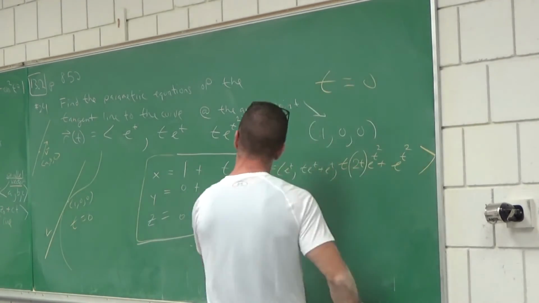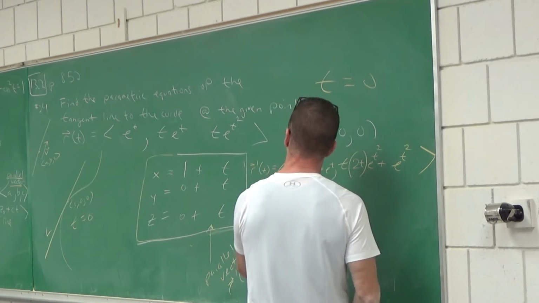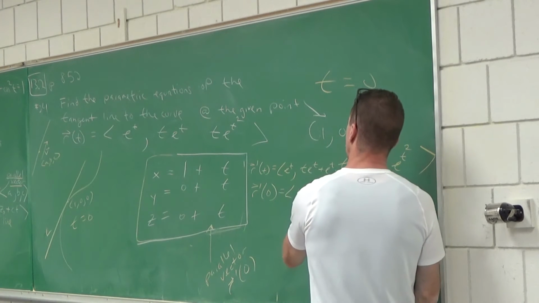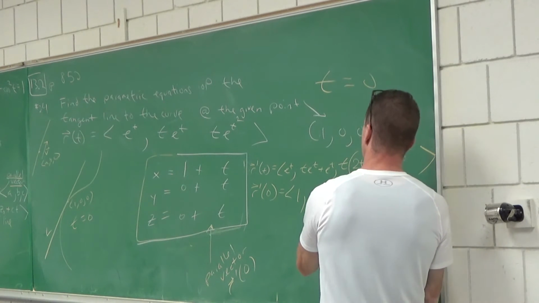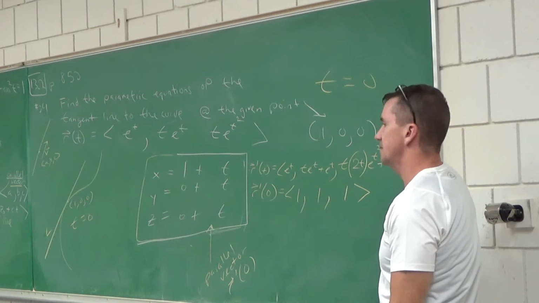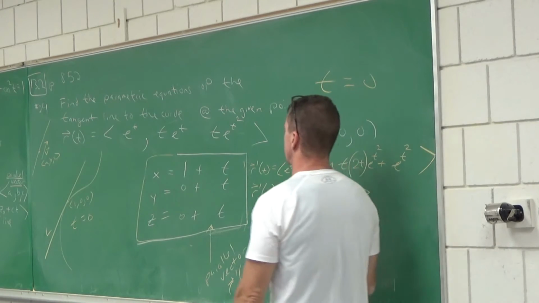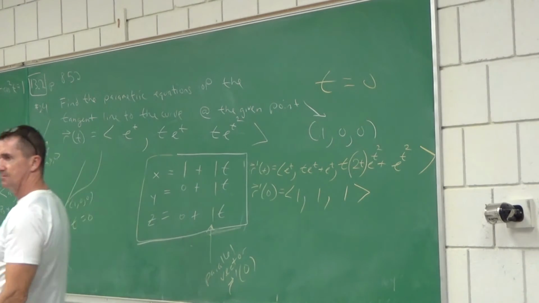What's r prime of 0? E to 0 is 1. 0 plus 1 is 1. And what's 0 plus e to the 0? I got 1, 1, 1. You get the same? There it is. There it is. Parametric equation of the line?